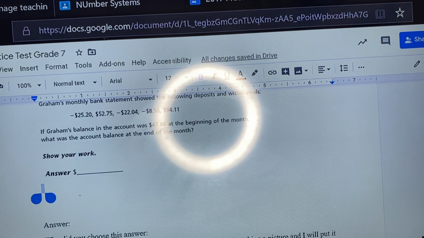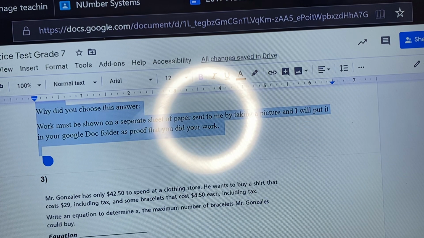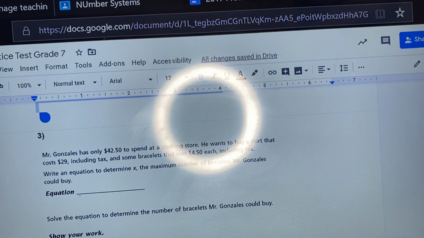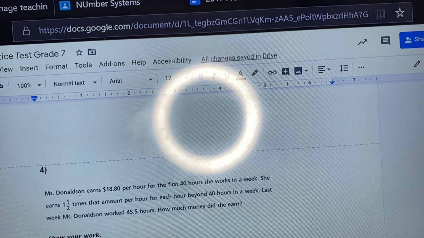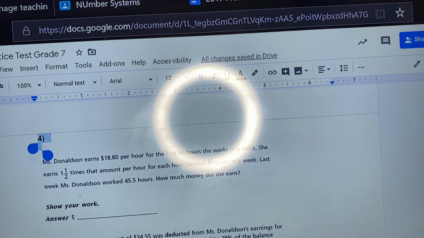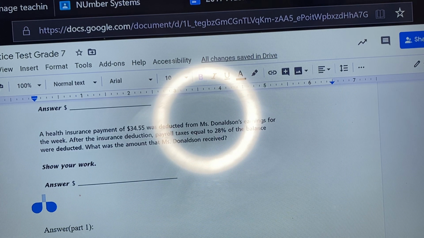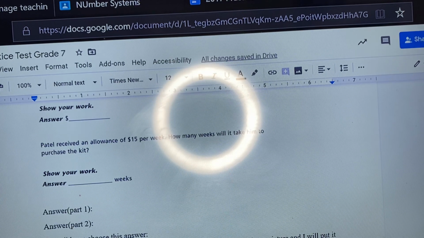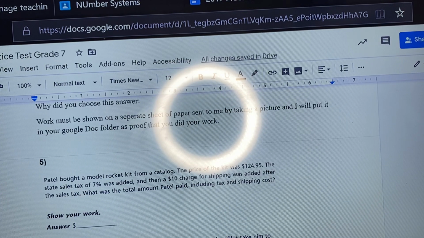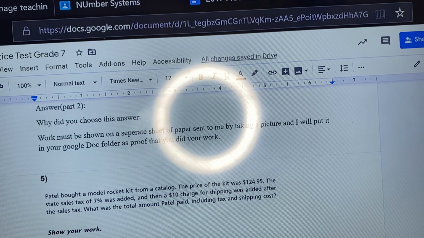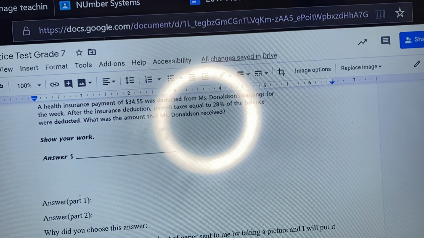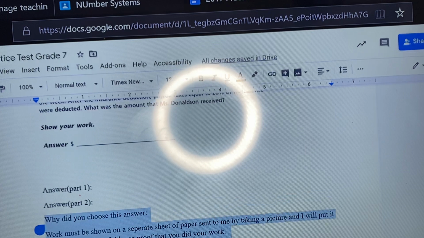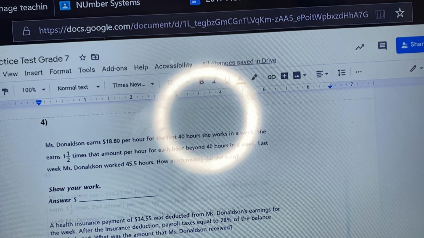And 2. I feel like 2 you can do easily. 3. 4. Okay. Alright.